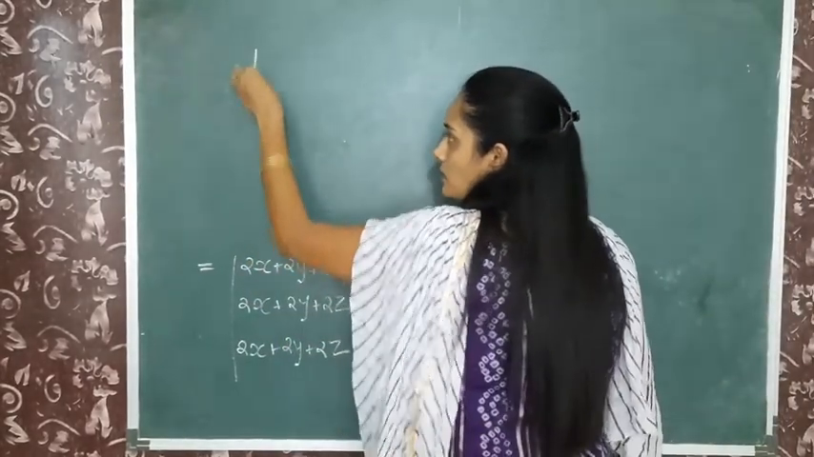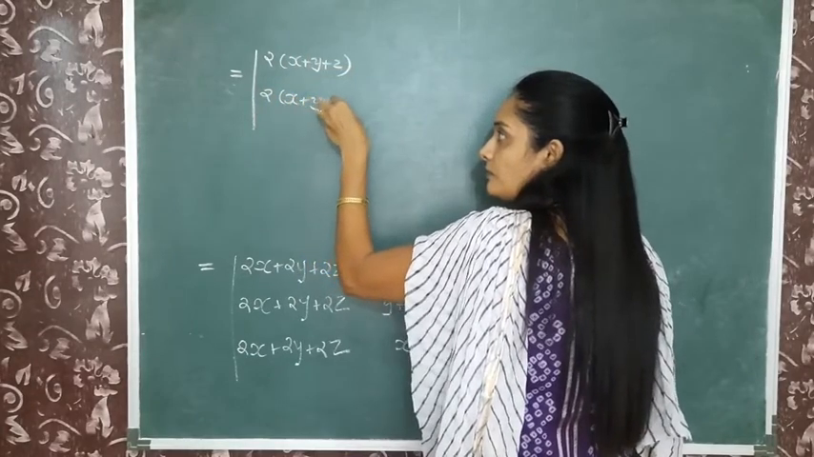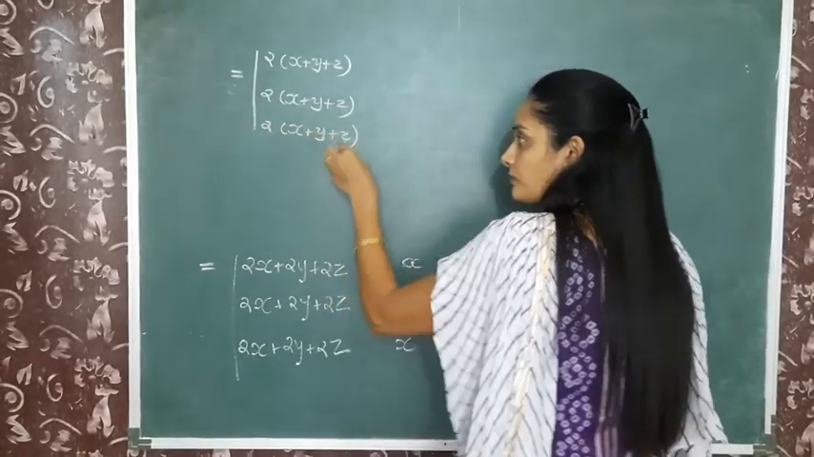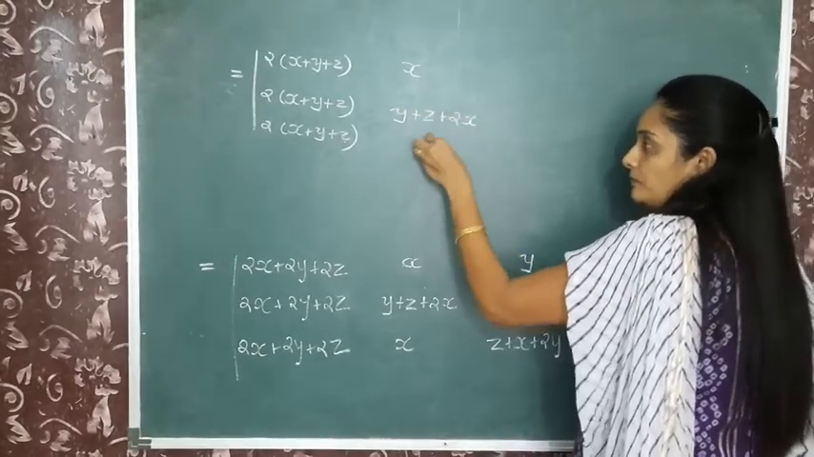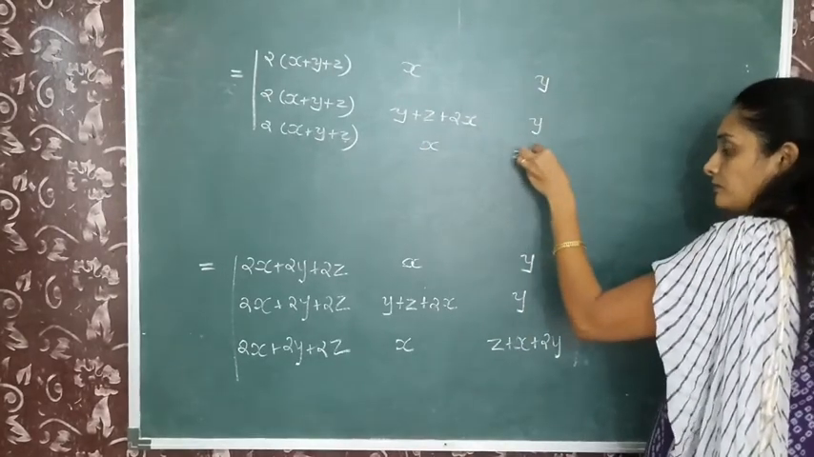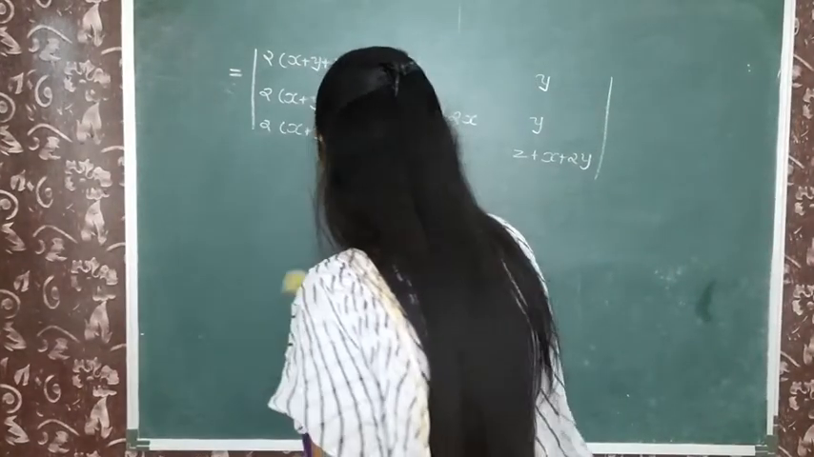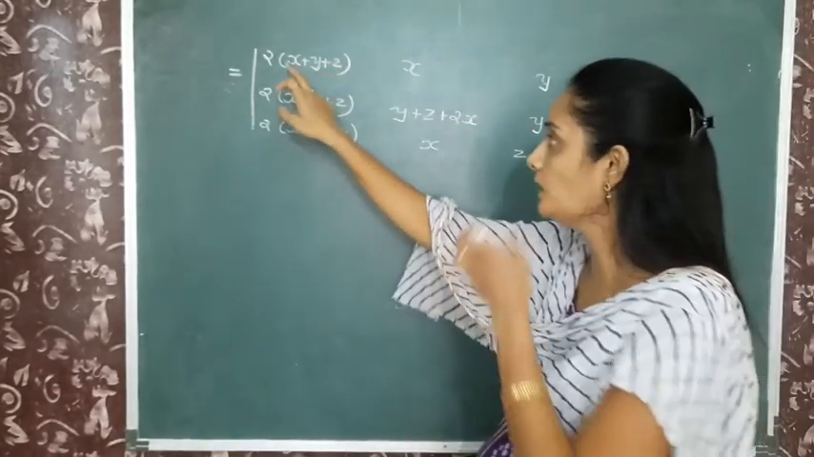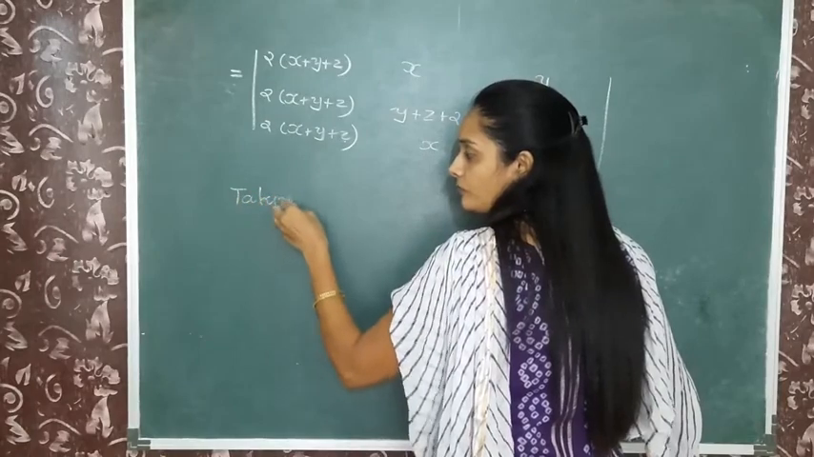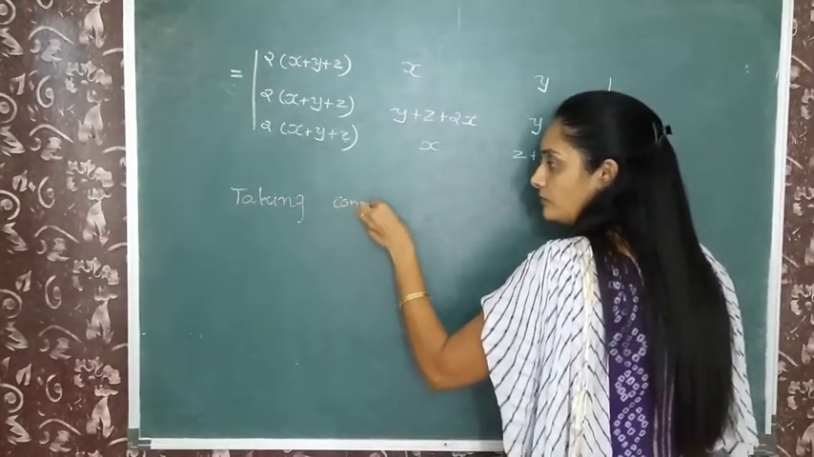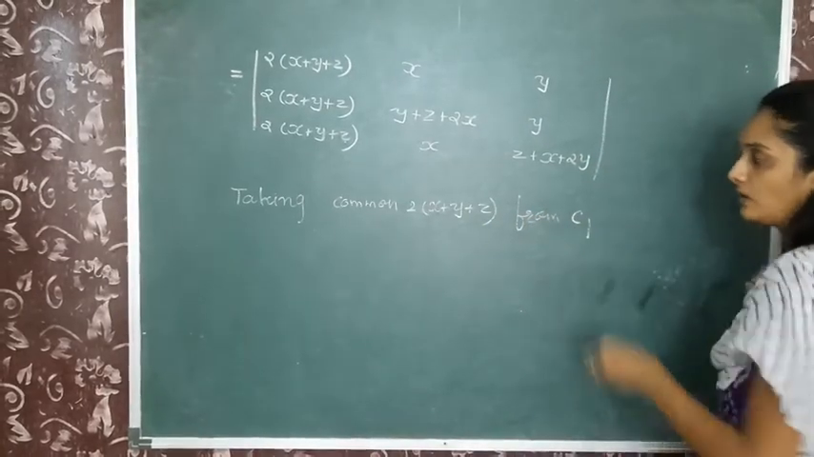Column is also written as second and third column as it is. Now you can also say, or you also know what we can do, taking 2 in the bracket x plus y plus z common from the first column, from C1.